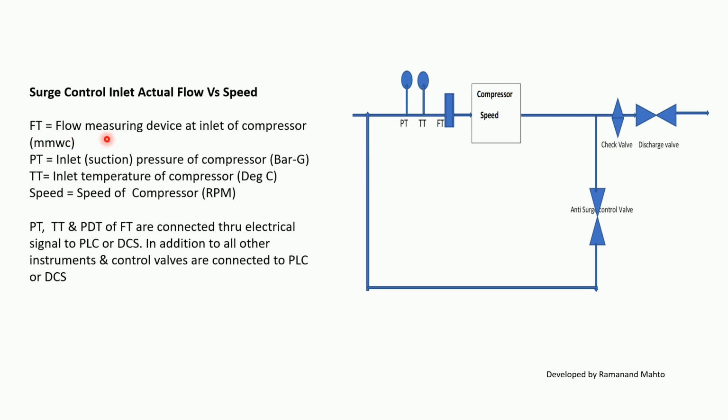FT is a flow measuring device at the inlet of the compressor. It can be in mmWc. PT is the inlet pressure of the compressor in bar gauge. TT is the inlet temperature of the compressor in degrees Celsius. And speed is the speed of the compressor in RPM. PT, TT and PDT of FT are connected through electrical signal to PLC or DCS. In addition to these, all other instrumentation and control valves are connected to PLC or DCS.